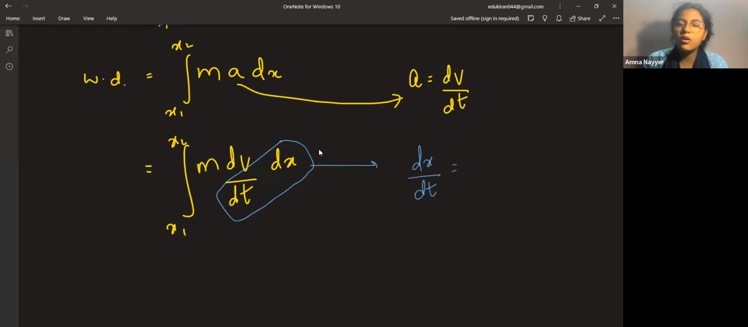This quantity that we are obtaining over here, what is this? Have people studied in detail about this quantity? dx over dt. Yes, what is dx over dt?